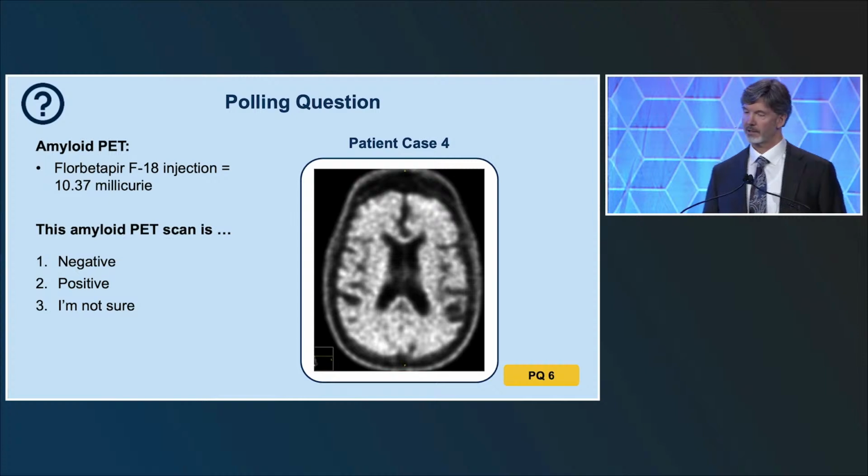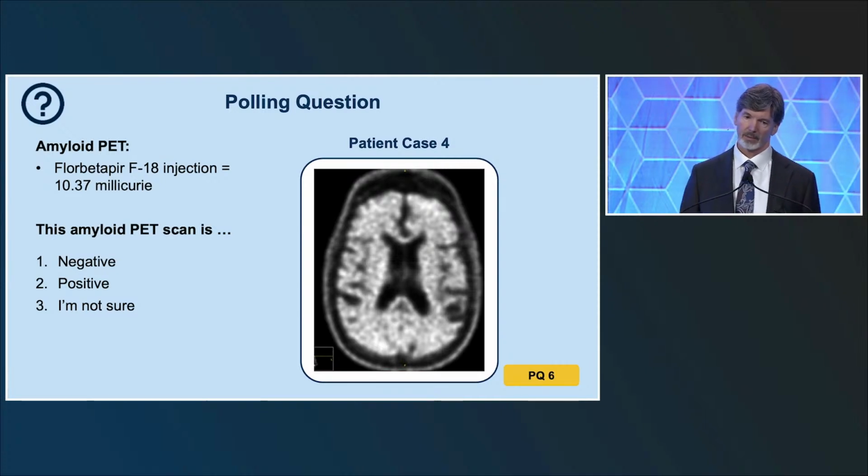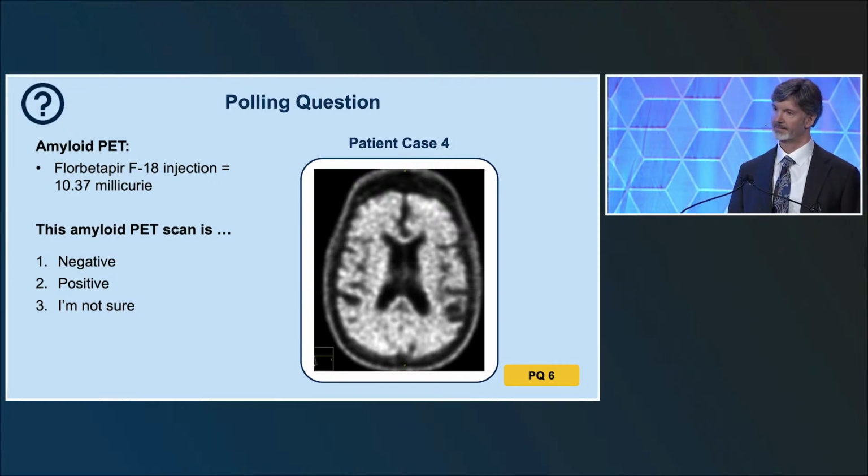So a polling question here for you now. This is the amyloid scan on this same patient. It's a florbetapir scan. And is this scan negative, positive, or aren't you sure?